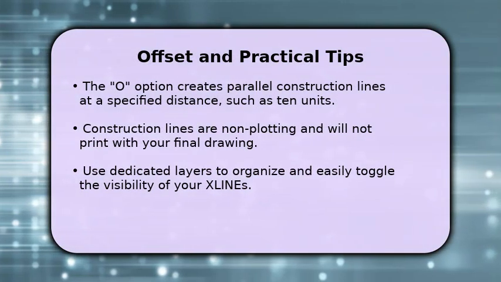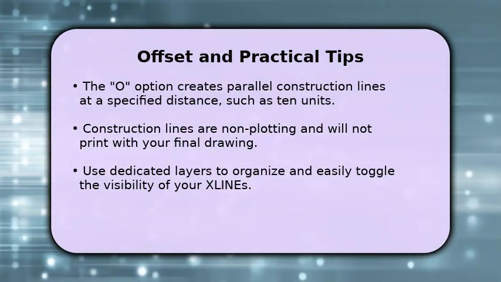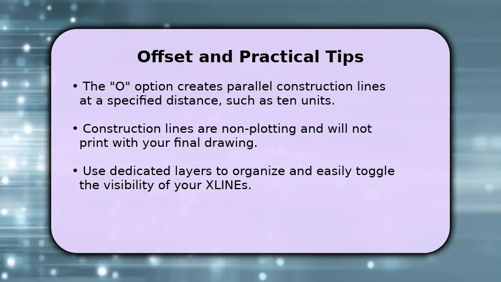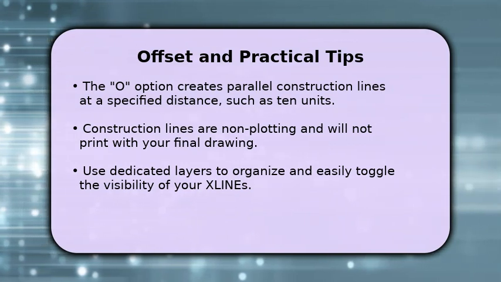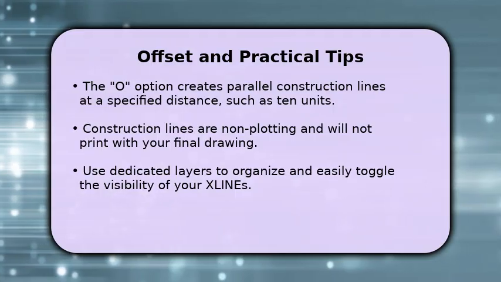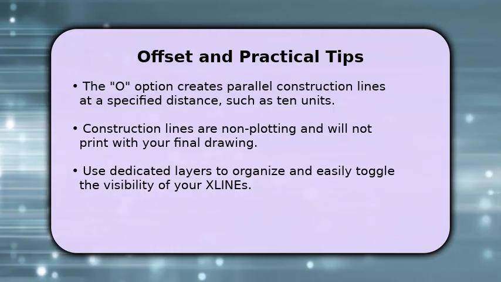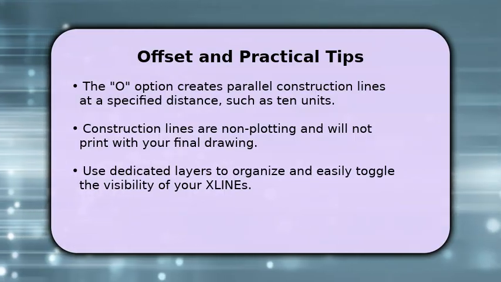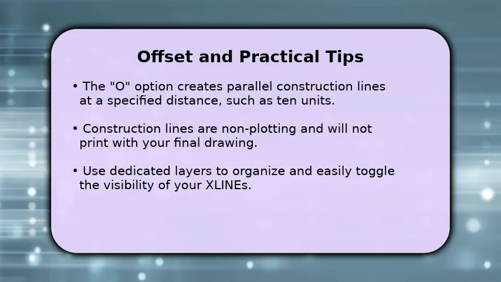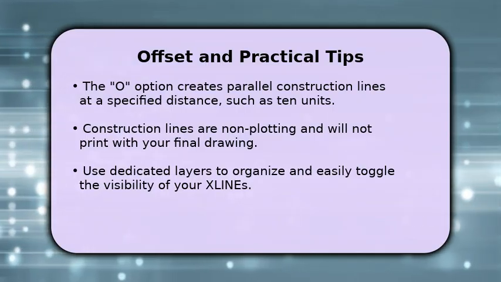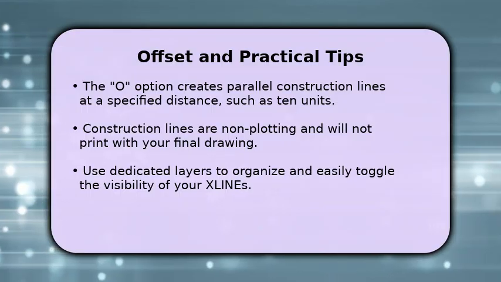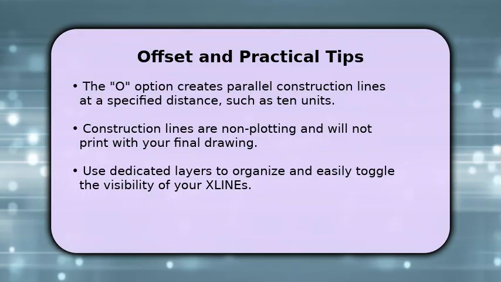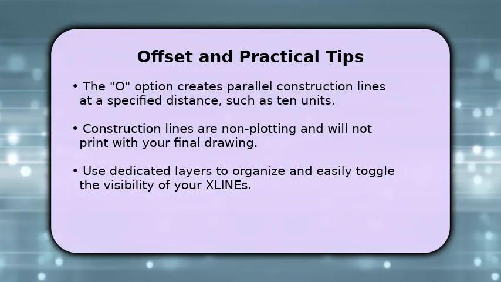Another powerful feature is the offset option. After starting X-line, select O for offset, then specify a distance, perhaps 10 units. This creates a new construction line parallel to an existing one at that exact distance. Remember, construction lines are non-plotting, meaning they won't appear on your printed drawings. For better organization, always use dedicated layers for your X-line, allowing you to easily toggle their visibility as needed.